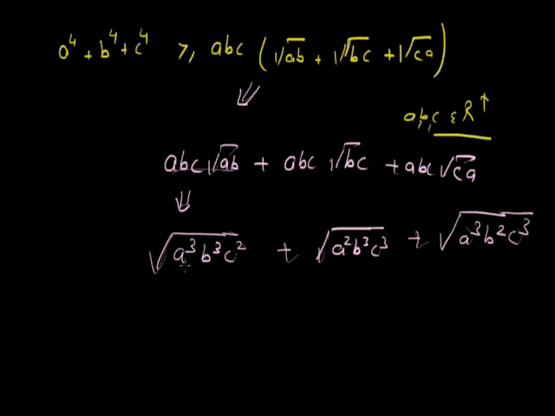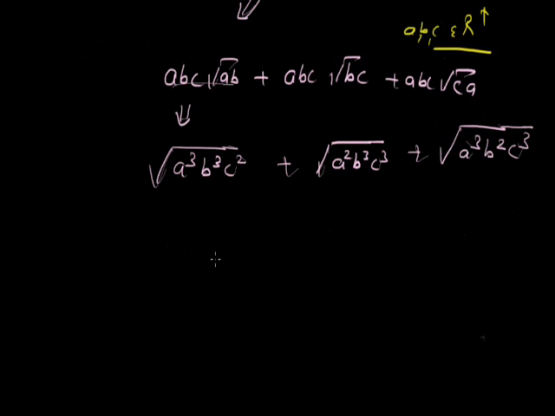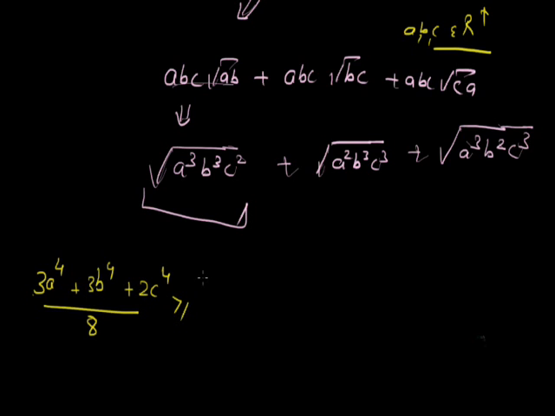Now see here, this is under root of a cube b cube c square. Imagine how we will get this kind of a quantity in GM. Apply the AM-GM. This is a cube, that means a has been multiplied 3 times. That means I can say this is (3a⁴ + 3b⁴ + 2c⁴) upon 8, because 3 plus 3 plus 2 is 8. This is AM is greater than GM.